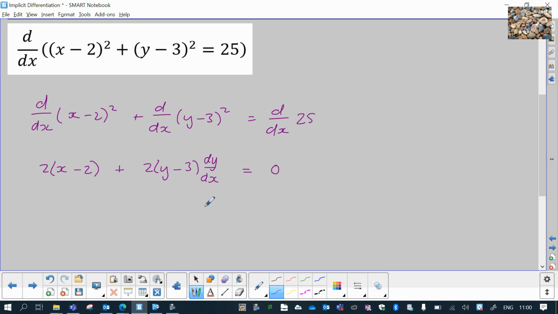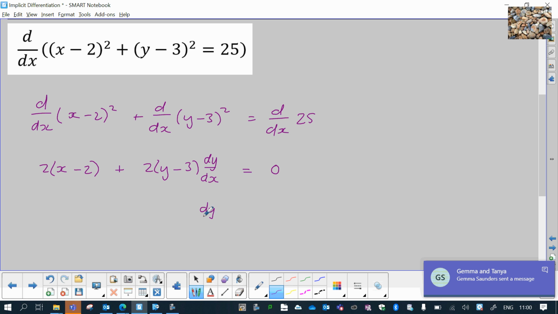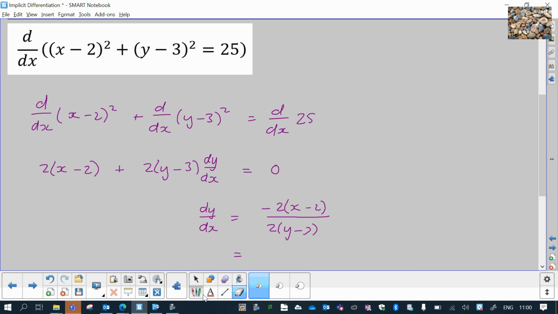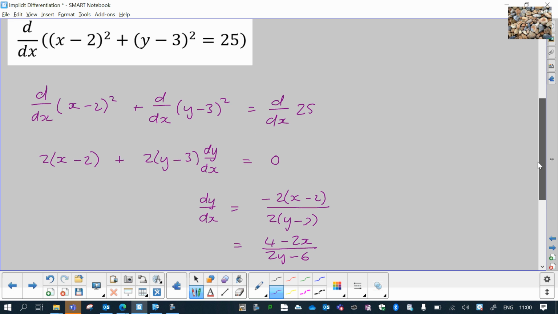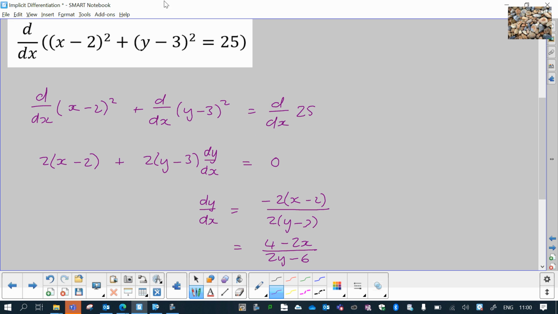And if we do, again, our rearranging, then we've got dy by dx equals this. So we've got minus 2 lots of (x minus 2) divided by 2 lots of (y minus 3), which is, I'm going to skip to the end, 4 minus 2x over 2y minus 6, which is what we got when we differentiated it the long way. So this is how you would differentiate this function if you were ever asked to do so.